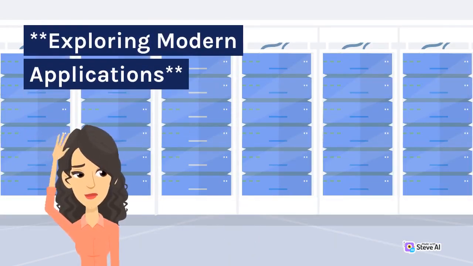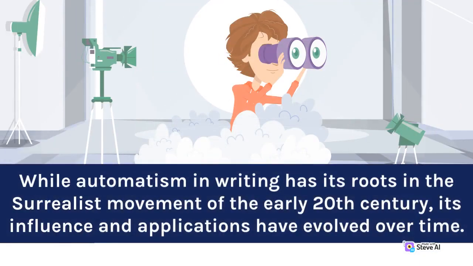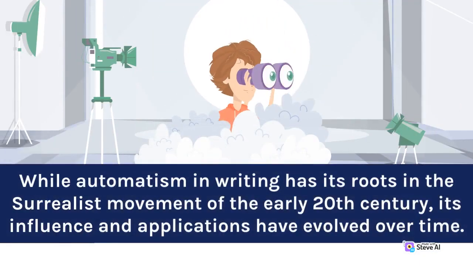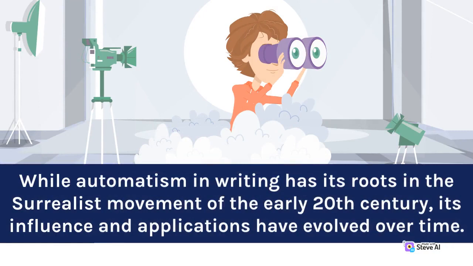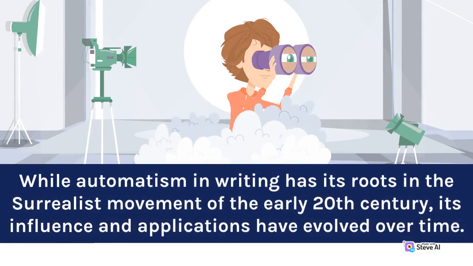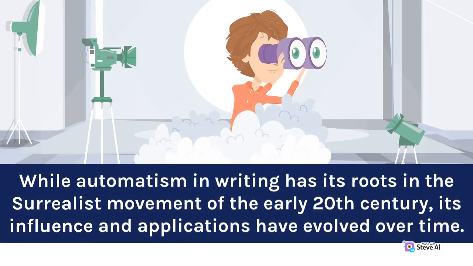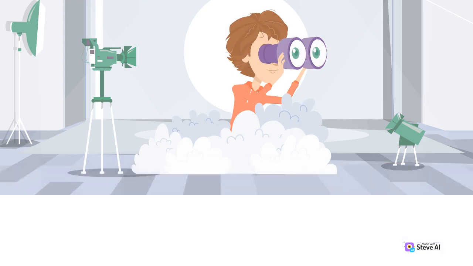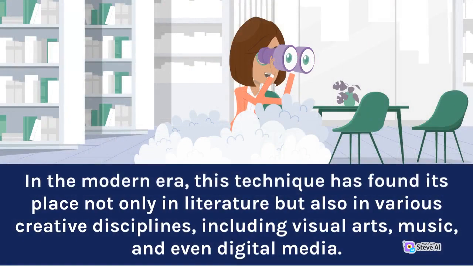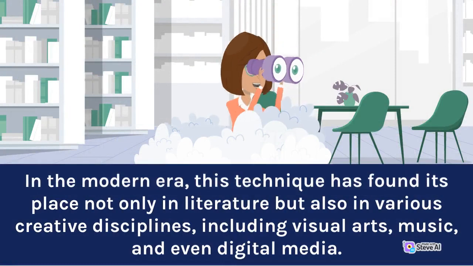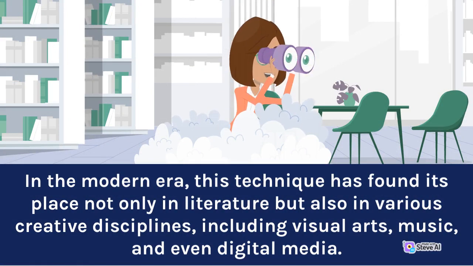Exploring modern applications. While automatism in writing has its roots in the Surrealist movement of the early 20th century, its influence and applications have evolved over time. In the modern era, this technique has found its place not only in literature, but also in various creative disciplines, including visual arts, music, and even digital media.